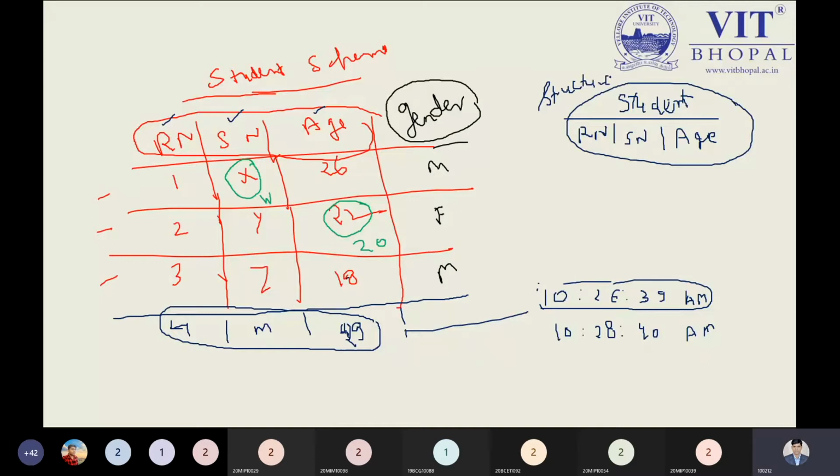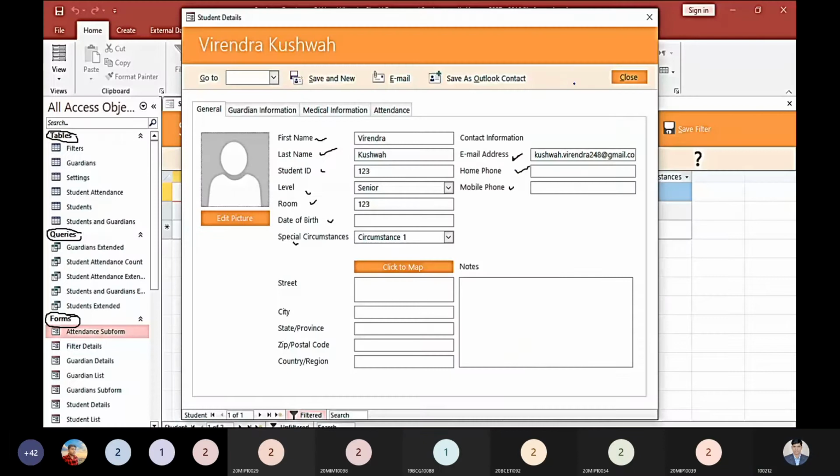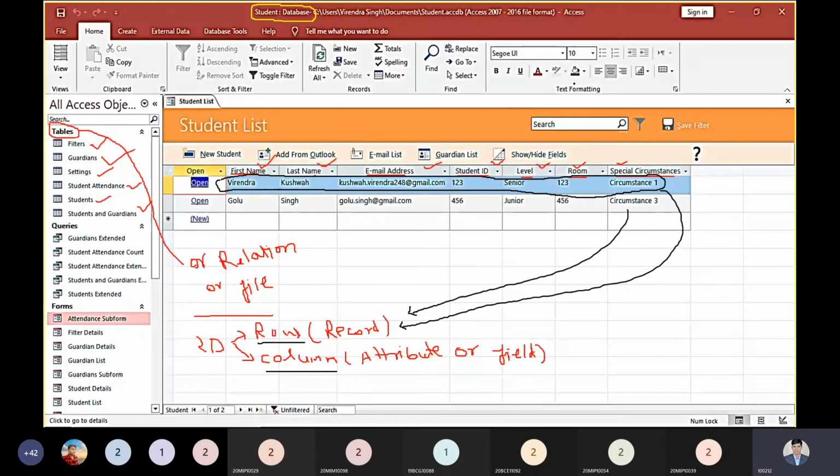Yes, sir. So thank you. Now if you're talking about our point, I hope this slide is visible to all right now. Is it visible to all? Yes, sir. So in MS Access, I have created a small file to justify my words over here. I have created a small record, a small database inside MS Access. MS Access is also an example of a database management system.